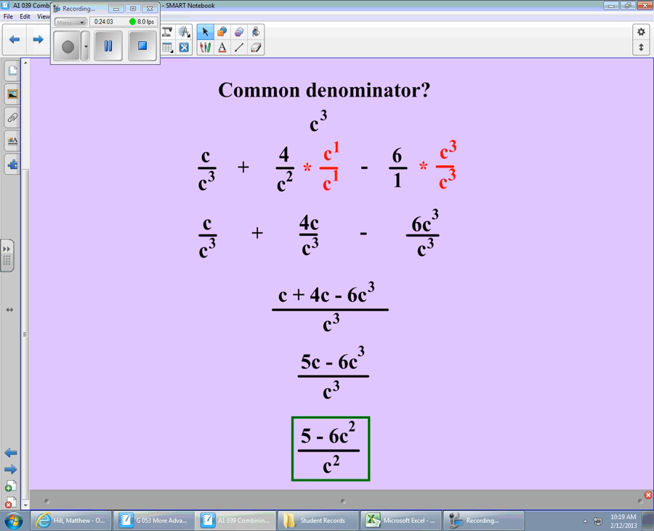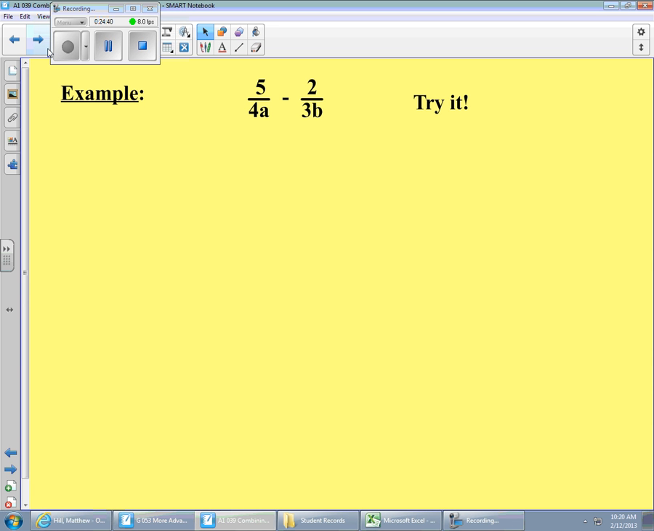Okay. But again, always keep an eye out for it to be reduced. If you don't reduce it, it's not incorrect. That's just not the answer that you're going to see. If this were a multiple choice test, you would not see this answer right here, c plus 4c minus 6c cubed over c cubed. That wouldn't be an answer choice. You wouldn't see 5c minus 6c cubed over c cubed. That wouldn't be an answer choice either. But this bottom one would be. So we always want to get in the habit of reducing so we understand exactly how things are supposed to reduce.